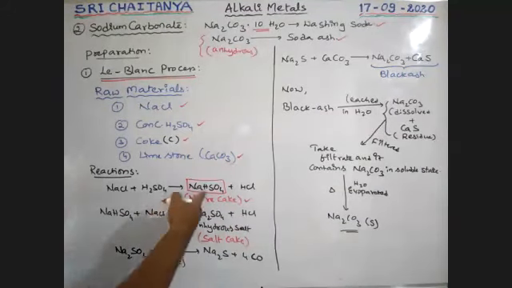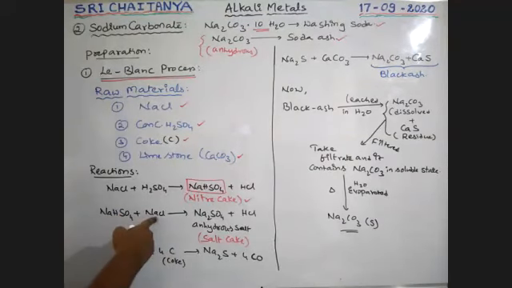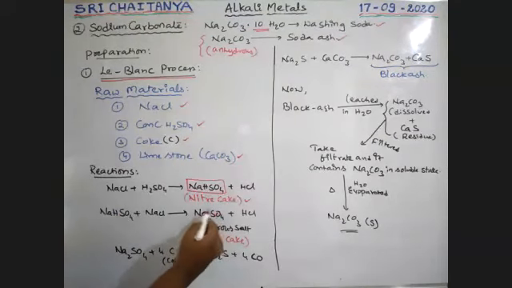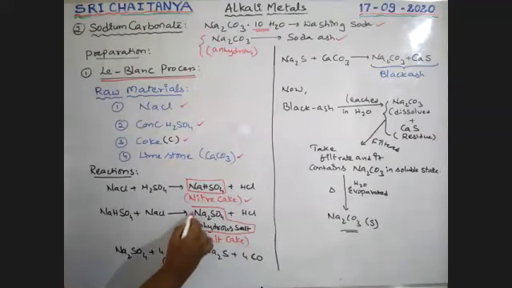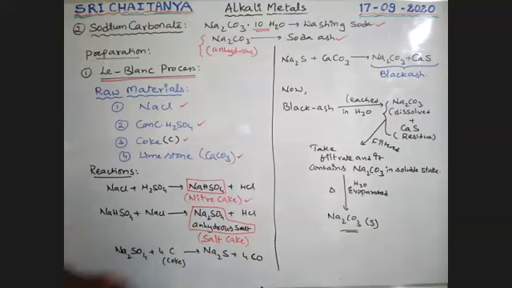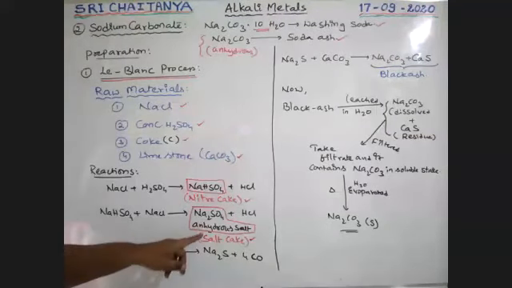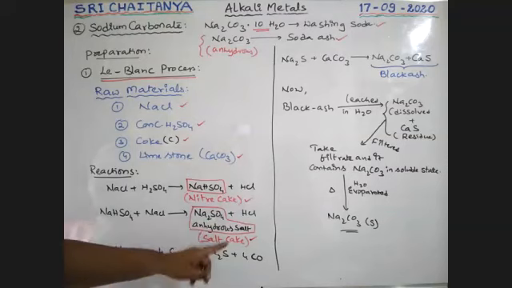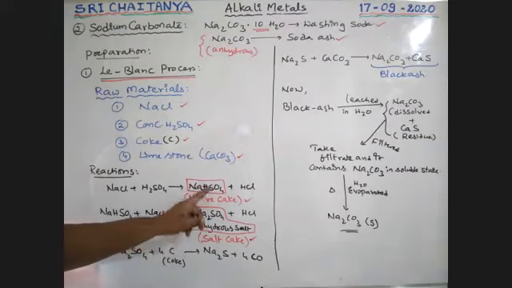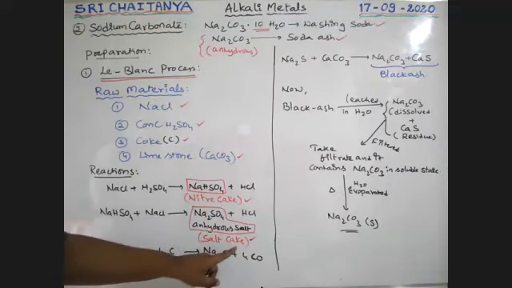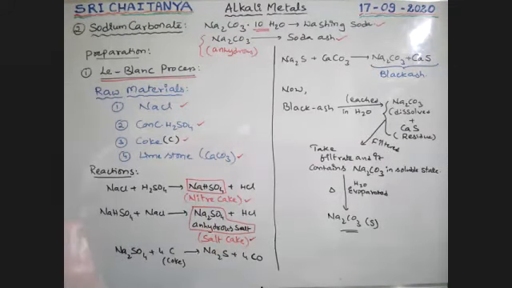Next, the formed bisulfate once again reacts with NaCl, giving Na2SO4. This is without water, boys, which is an anhydrous substance, no water is there. This anhydrous sodium sulfate is called salt cake. Nitre cake is sodium bisulfate, salt cake is anhydrous sodium sulfate.